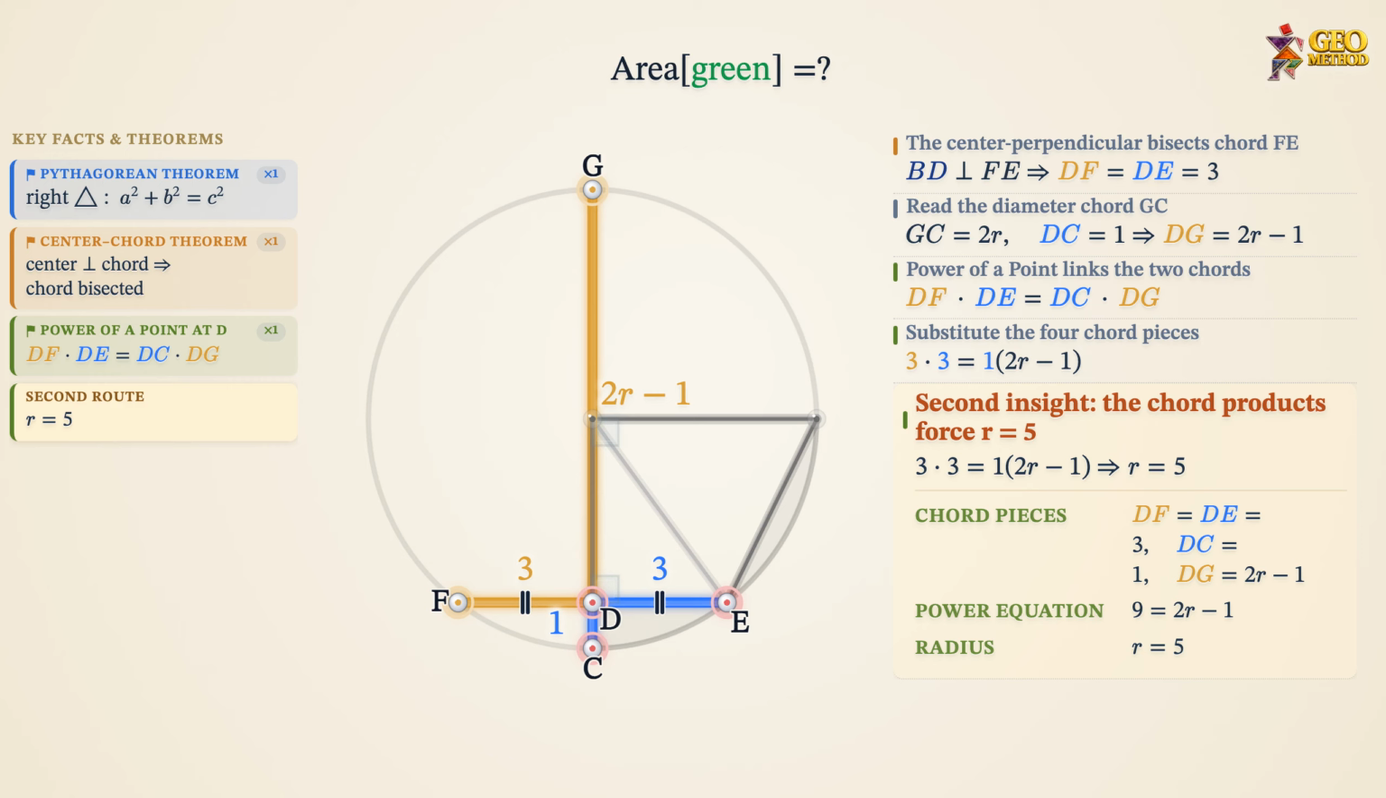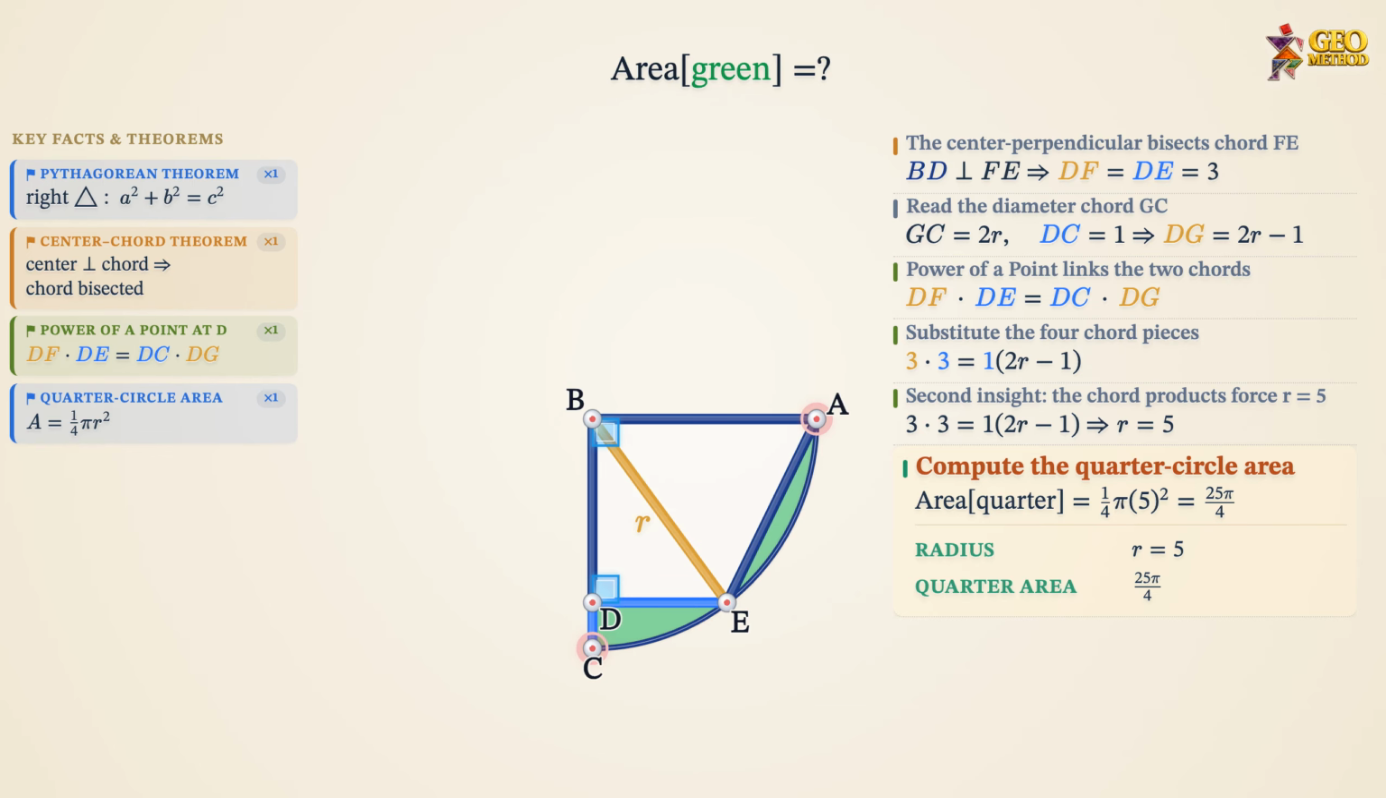The circle has forced the same radius without using the first Pythagorean solution. Two independent routes, one local right triangle and one global circle theorem, agree on r equals 5. That agreement is both a check and a glimpse of how tightly the whole figure is connected.